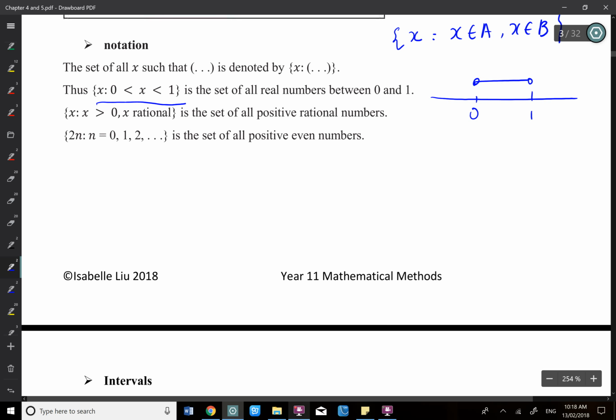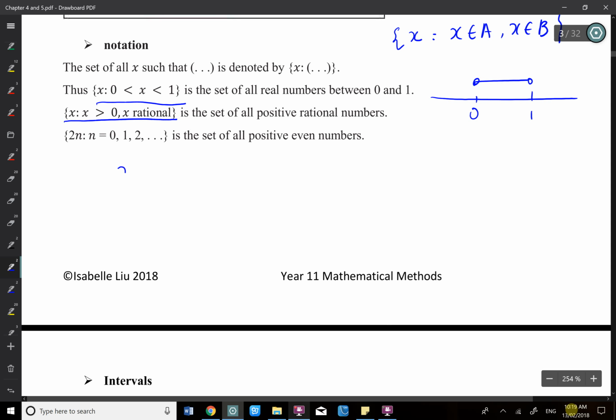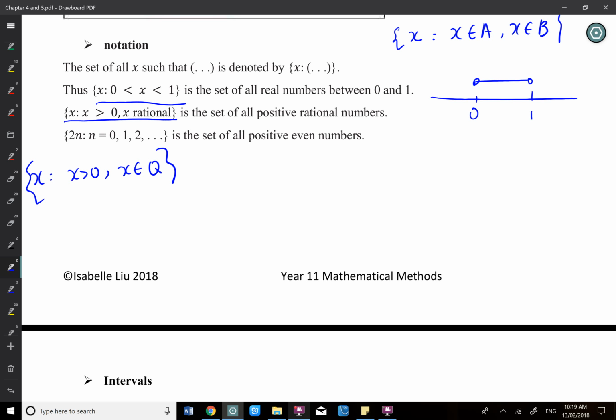For the next one, we are talking about a collection of x such that x is greater than 0 and x is also a rational number, so x belongs to Q. Well, I can't really show that on a number line. They are like dotted points, there are so many points that you can't list them out and you can't draw them.